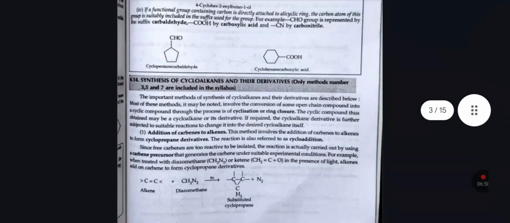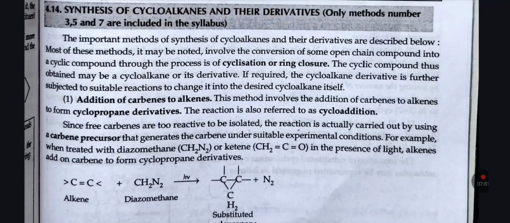Synthesis of cycloalkanes and their derivatives: only methods number 3, 5, 7 are included in the syllabus. The important methods of synthesis of cycloalkanes and their derivatives are described below. Most of these methods, it may be noted, involve the conversion of some open chain compound into a cyclic compound through the process of cyclization or ring closure. The cyclic compound thus obtained may be a cycloalkane or its derivative. The cycloalkane derivative is further subjected to suitable reaction to change it into the desired cycloalkane itself.